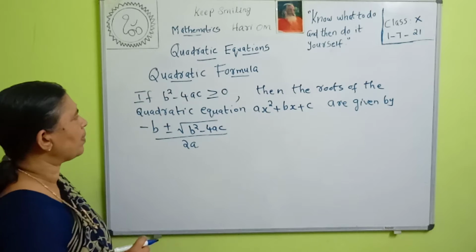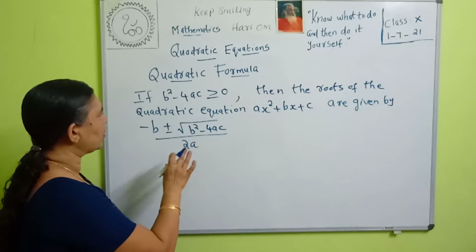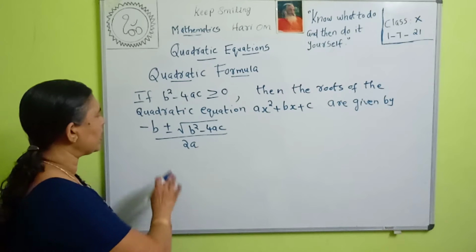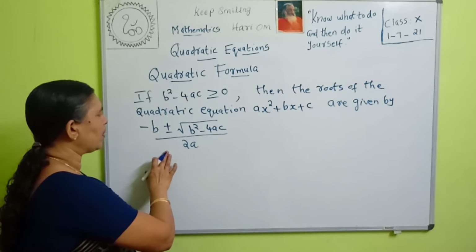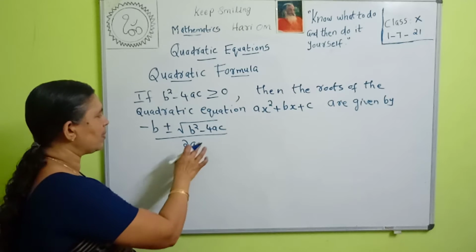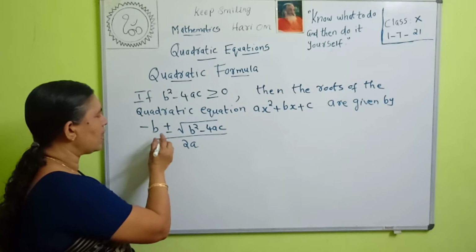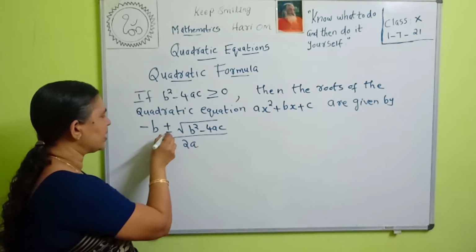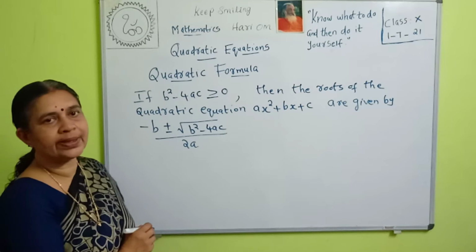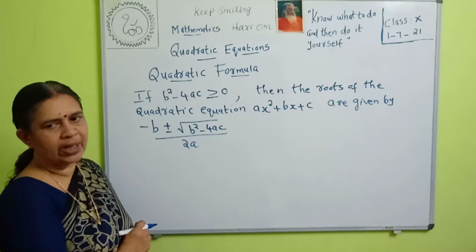So, if b square minus 4ac is greater than or equal to 0, then the roots of the quadratic equation ax square plus bx plus c are given by minus b plus or minus root of b square minus 4ac by 2a. What is the name for b square minus 4ac? B square minus 4ac is the discriminant of the quadratic equation. So what is the quadratic formula?